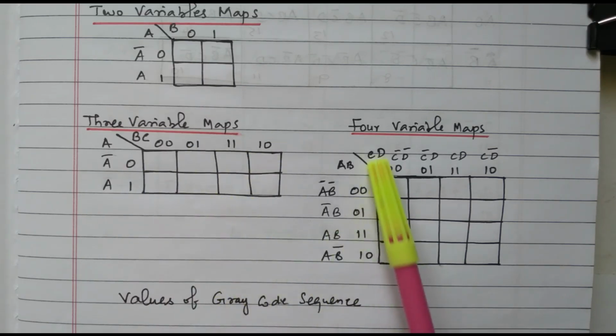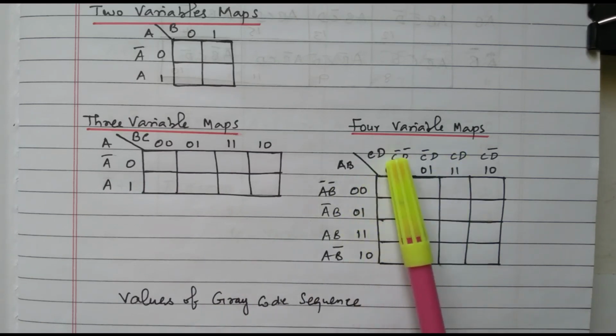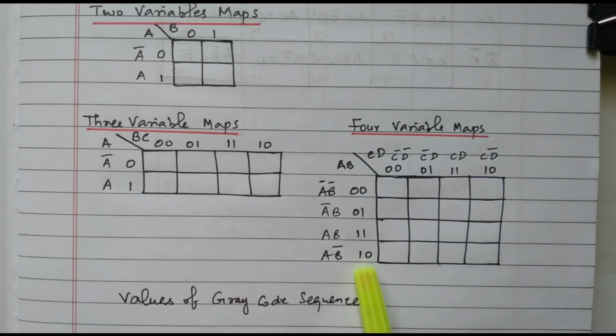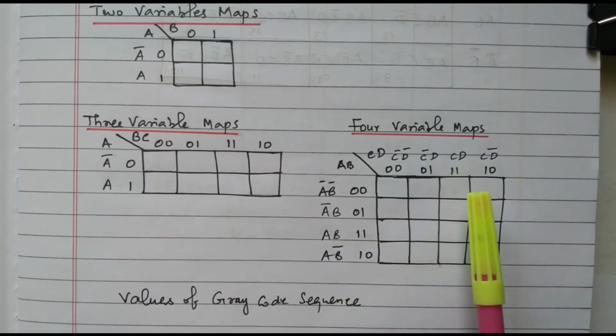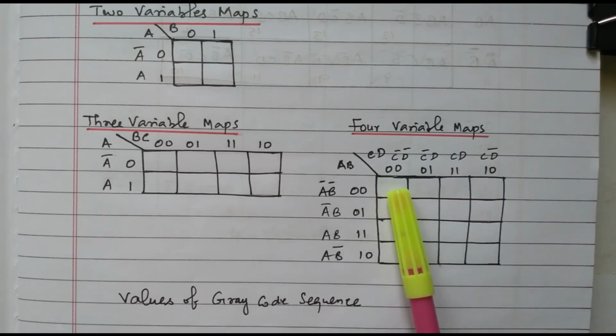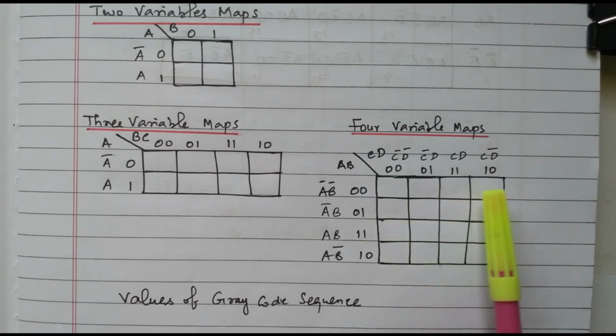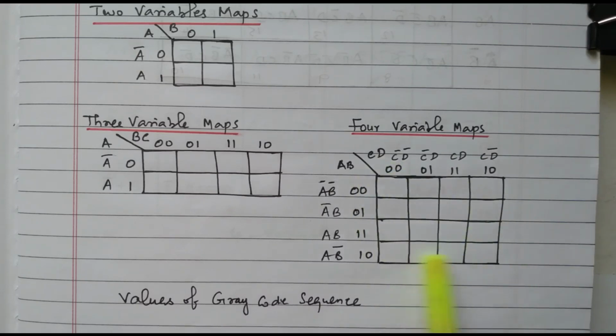Now we will go to the 4 variable map. Let us consider the 4 variables A, B, C, D. A, B is represented in the vertical manner. C D is represented in the horizontal manner. Because of A B, we have 4 possibilities: 0, 0, 0, 1, 1, 1, 1, 0. Similarly, C D also has 4 possibilities: 0, 0, 0, 1, 1, 1, 1, 0. Because of 4 variables, 2 to the power 4, there are 16 possibilities available.